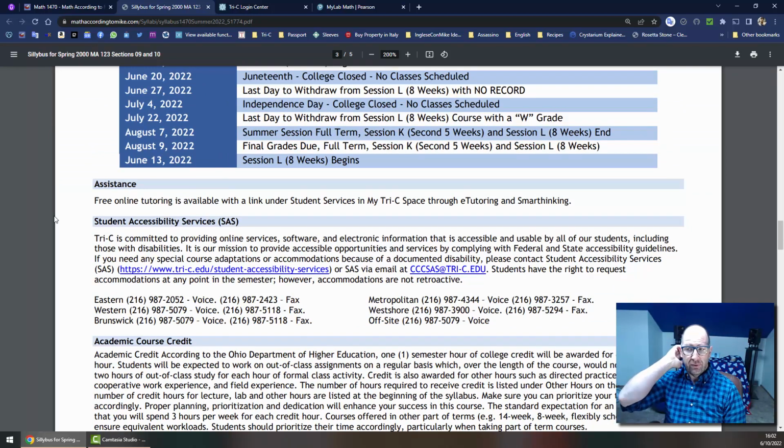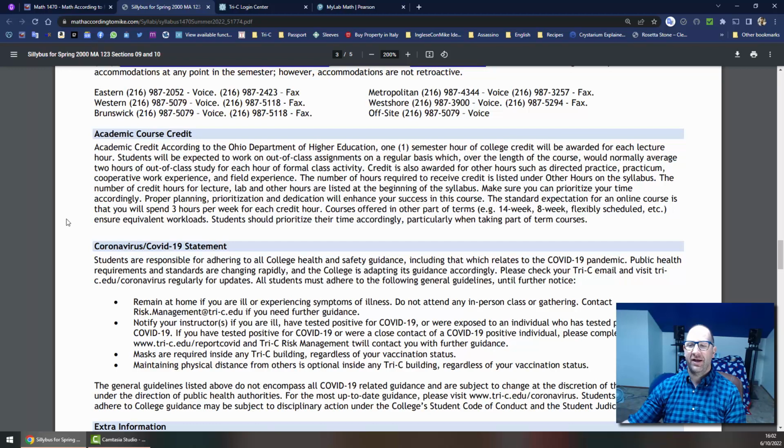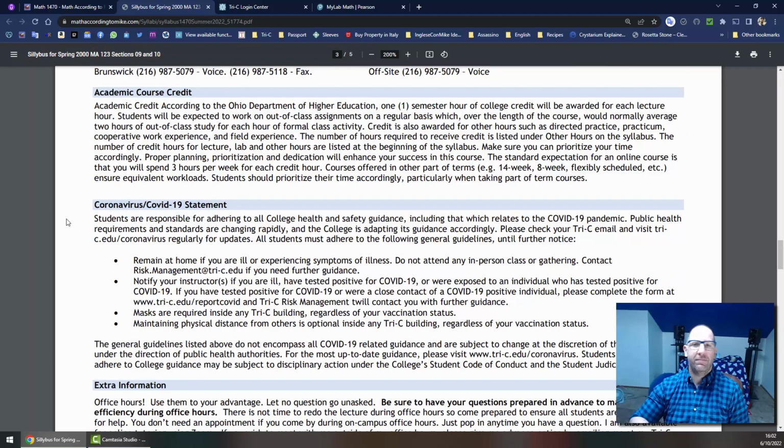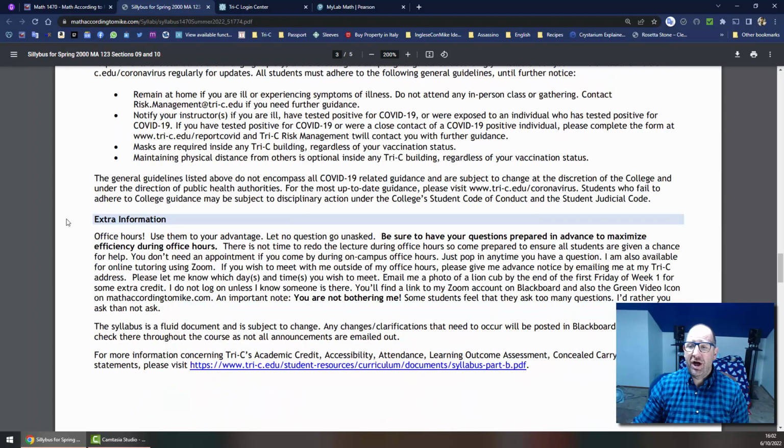Tutoring is available through my Tri-C Space or e-tutoring and Smart Thinking. You can find links on Blackboard. If you're a student accessibility service student, I don't know what the acronym is. Anyways, if you have that form, make sure that gets to me ASAP, another acronym for you. Academic course credit and coronavirus statement, those are boilerplate. Feel free to read those. As of right now, the county went back to masking, so when you're back on campus, please make sure you wear a mask.